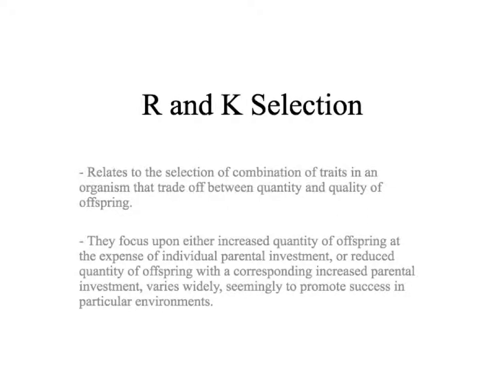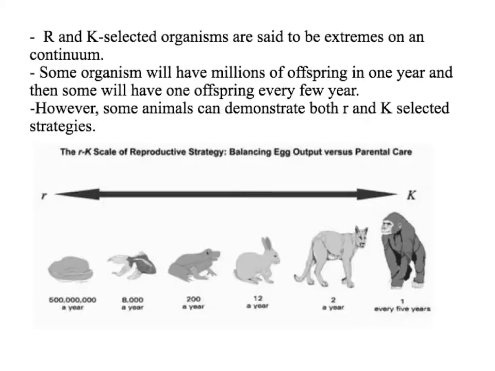r/K selection relates to the selection of combinations of traits in an organism that trade off between quantity and quality of offspring. They focus upon either increased quantity of offspring at the expense of individual parental investment, or reduced quantity of offspring with a corresponding increased parental investment. They vary widely, seemingly to promote success in particular environments.